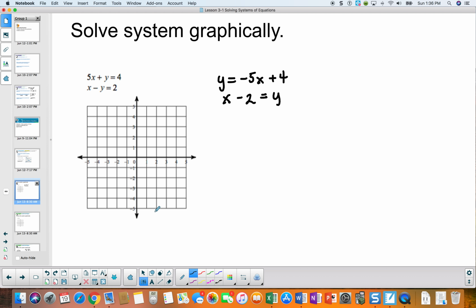All right, what I'm going to do is, first I went ahead and solved for y for this one. So y is by itself. I can see my y-intercept is at 4, and I can see my slope is -5. So I'm going to go down 5 units, 1, 2, 3, 4, 5, and then over 1. As soon as I get my 2 points, I can go ahead and graph my line.